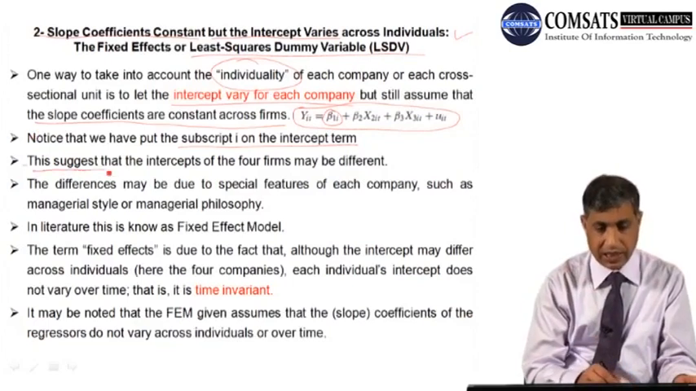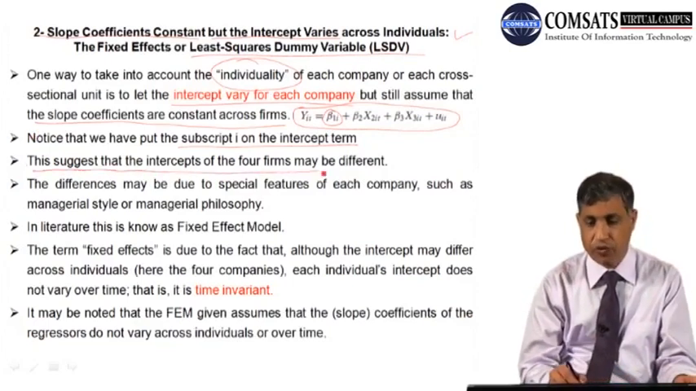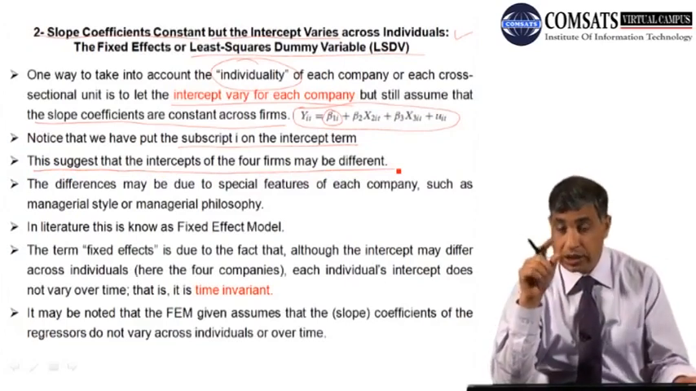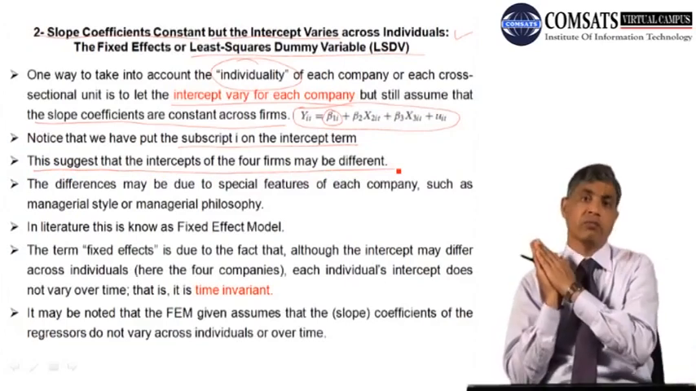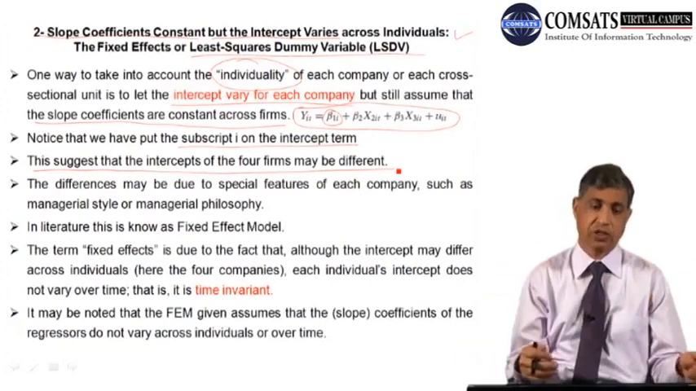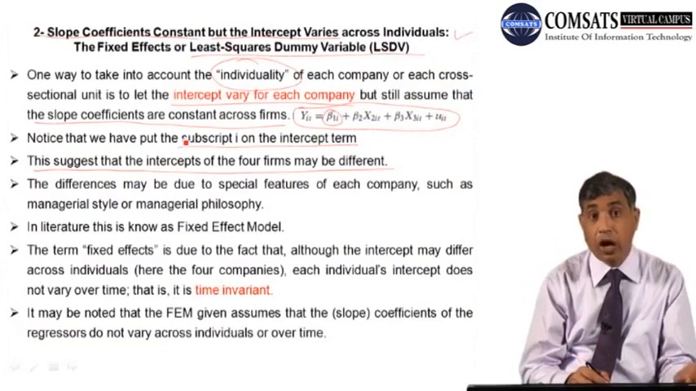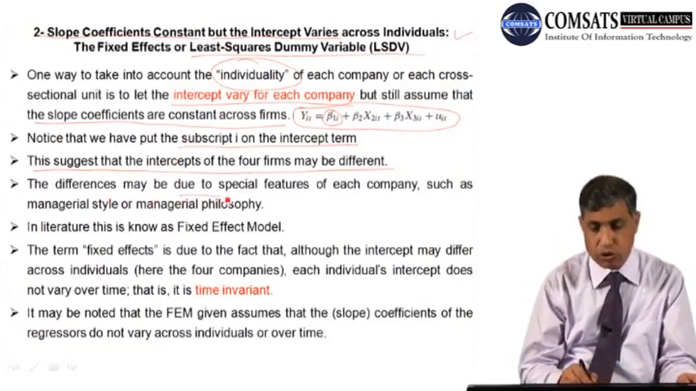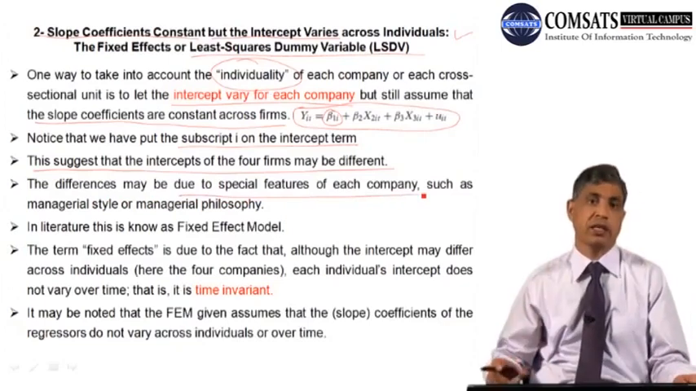What does this mean? This suggests that the intercepts of the four firms may be different. Now you are not allowing the difference of the firm over time. You are just saying that the firms are different across space. Now what kind of difference? The difference may be due to special features of each company.